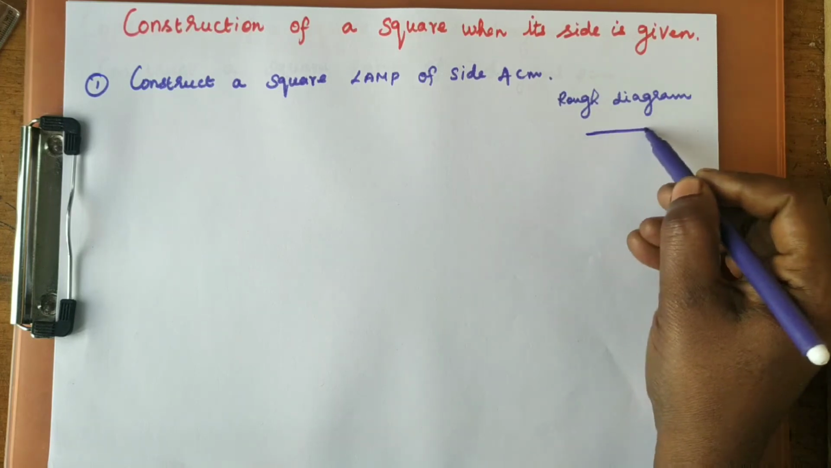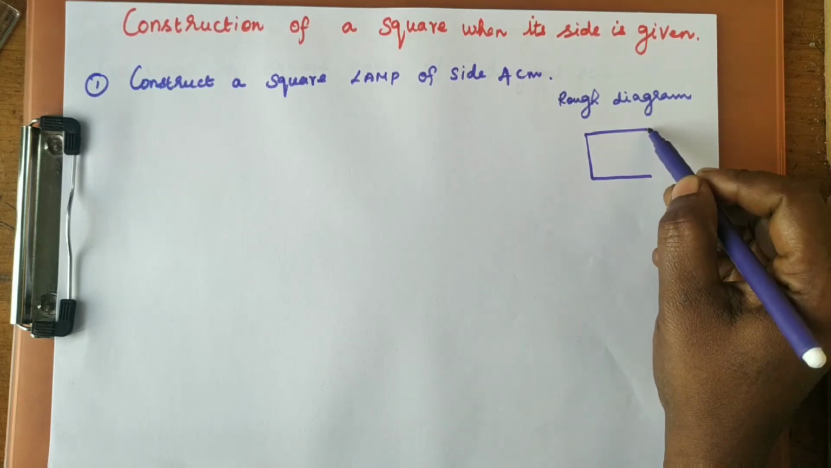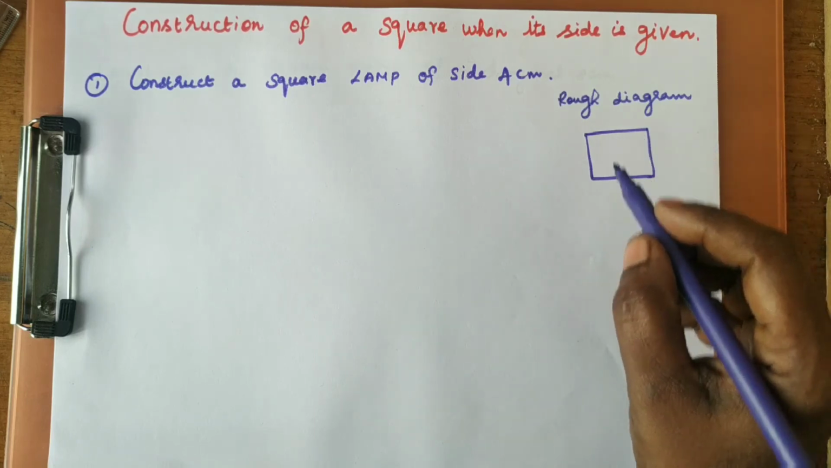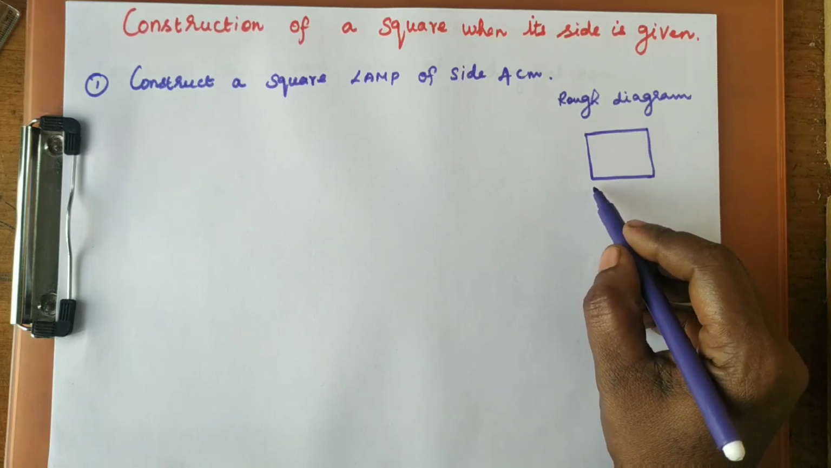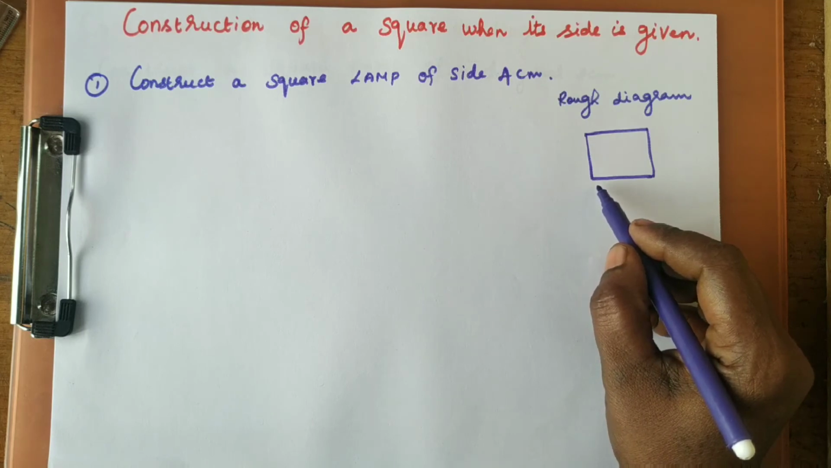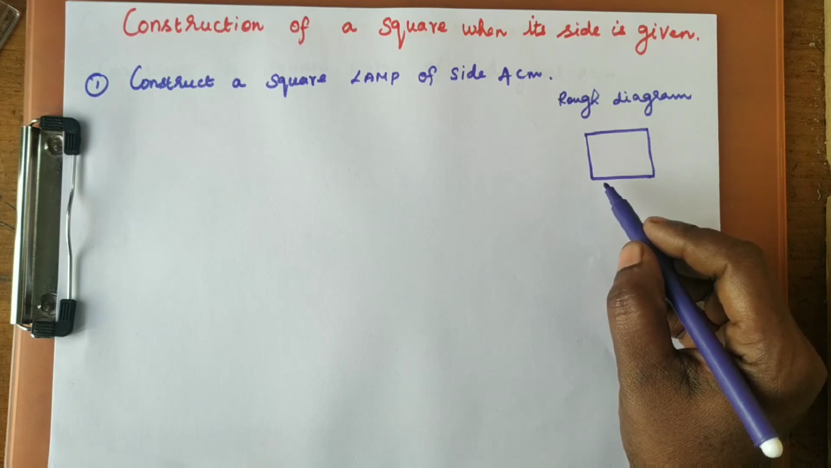Here it is a square. Already we are very familiar with the properties of a square. We know in a square all the sides are equal and all the angles are equal to 90 degree. By using those two properties only, today we are going to construct the square.